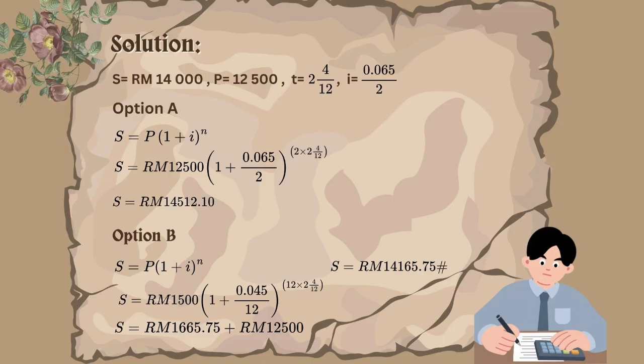For option B, Farid has taken a loan of 1,500. So we use the same formula as option A, and it will be S equal 1,500(1 plus 0.045 divided by 12) powered by 12 multiplied to 4 divided by 12. And the answer is 1,665.75. But it needs to be added with 12,500 because to find out the total amount spent to buy the book. So the final answer will be 14,165.75.